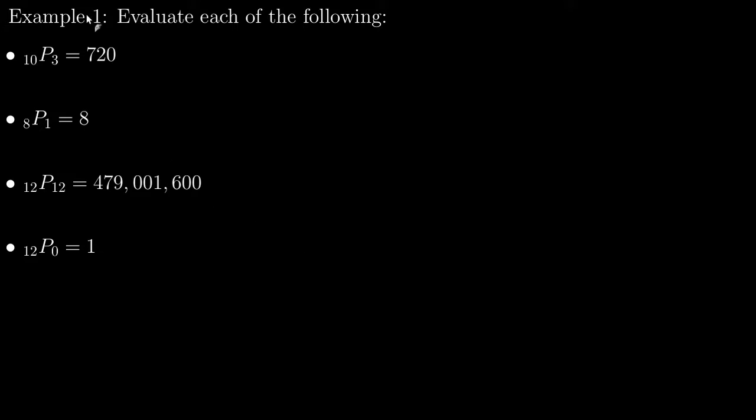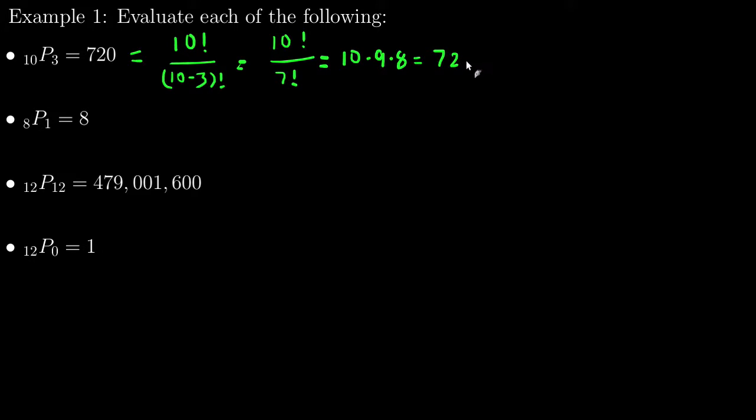So, here are the answers. 10p3, we know that that's going to be the same thing as 10 factorial over 10 minus 3 factorial, which is going to be 10 factorial over 7 factorial. So this is 3 bigger than that, means that this has the extra terms or factors 10 times 9 times 8. So the rest would cancel out. The 7, 6, 5, 4, 3, 2, 1 top and bottom would cancel, and that gives me 720.